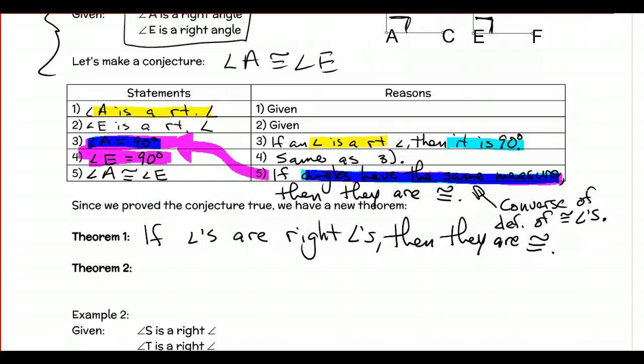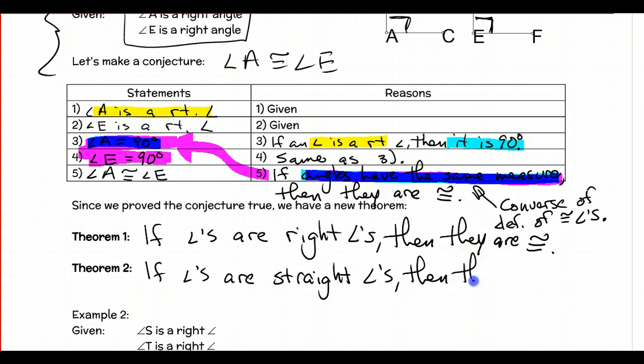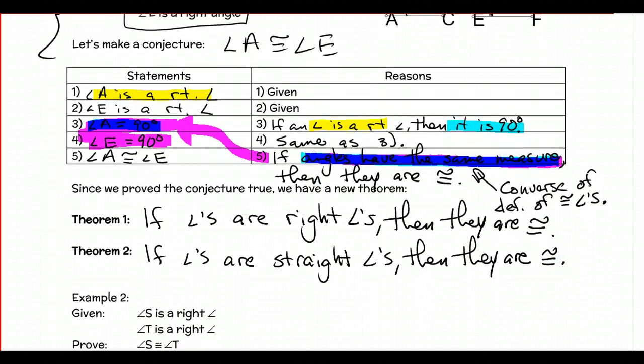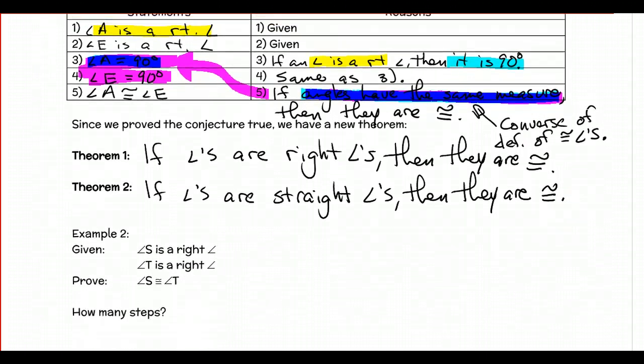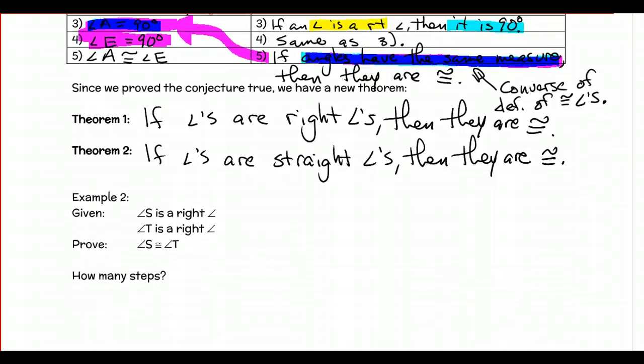For theorem 2, I'm just going to tell it to you. We could prove it in a similar manner to what we just did, but we're not going to. So theorem 2 is similar. It says if angles are straight angles, then they are congruent. Okay? So we have two theorems now. We don't need to prove these ever again unless the problem says prove this theorem is true. Then you would do it. But I'm typically not going to ask you to do that on quizzes or tests. We may do that in class, or we may do that in the notes once in a while.